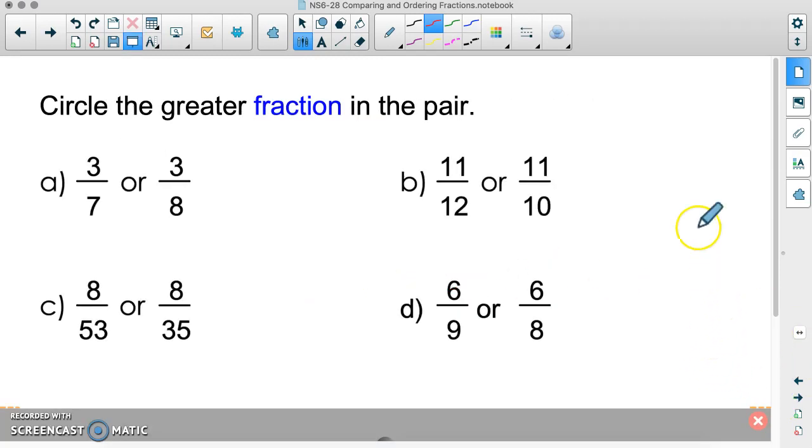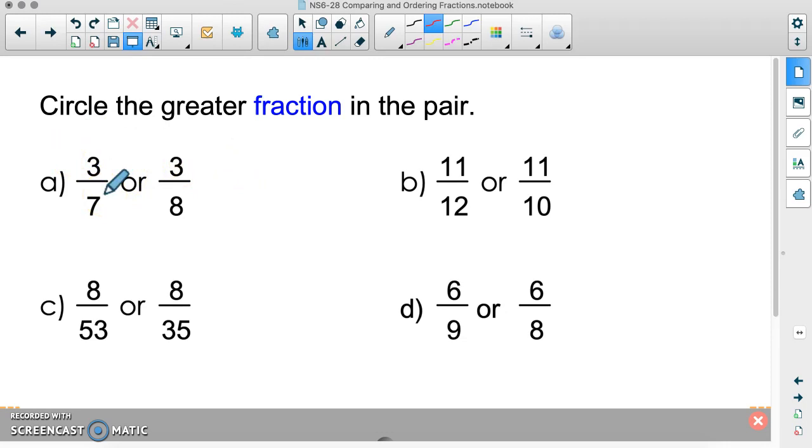So let's look at this one. You're going to circle the greater fraction in the pair. So which one is larger, 3/7 or 3/8? So it's always important to remember that when you're given two fractions that have the same numerator, but a different denominator. So here, all these examples you're given have the same numerators, but different denominators. How can you tell which fraction is bigger and why?